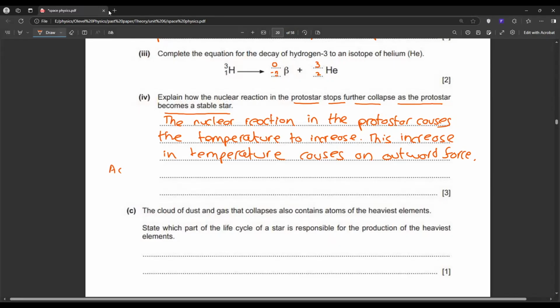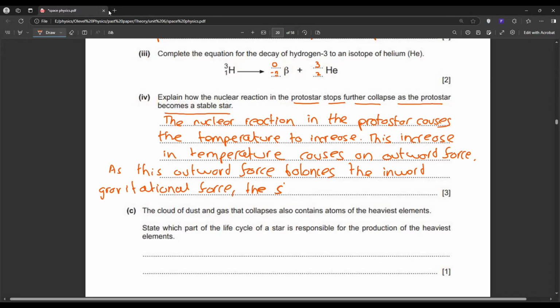As this outward force balances the inward gravitational force, the star becomes stable. Simple as that. Let's further move ahead.